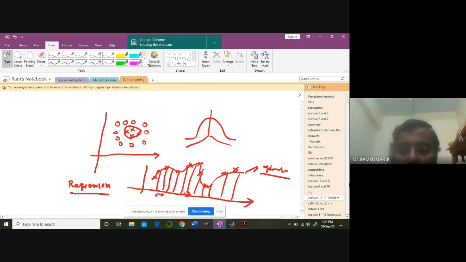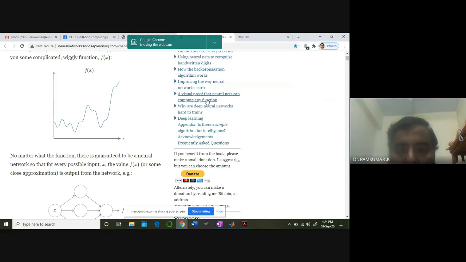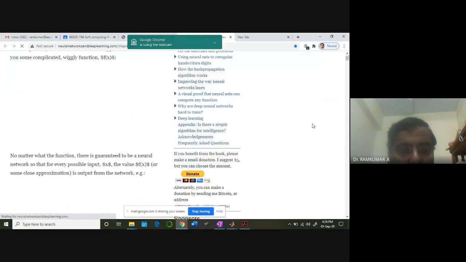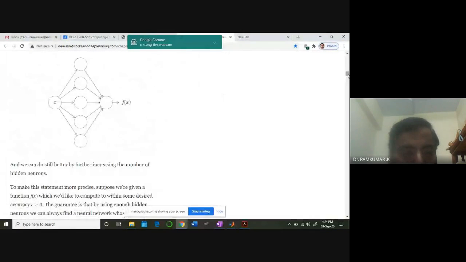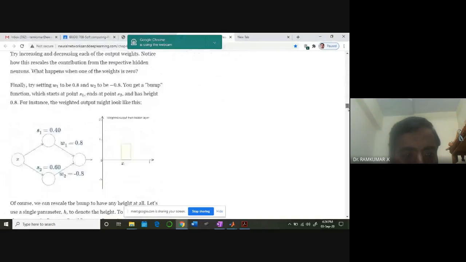So that's what in fact you can see in this website. It is a visual proof that neural networks can compute any function. The last class I told you to go through it. Has anybody visited this website again? The class?